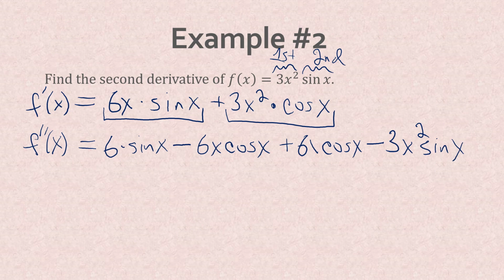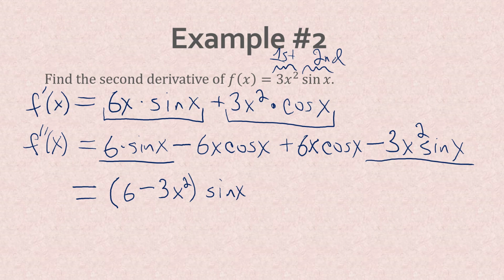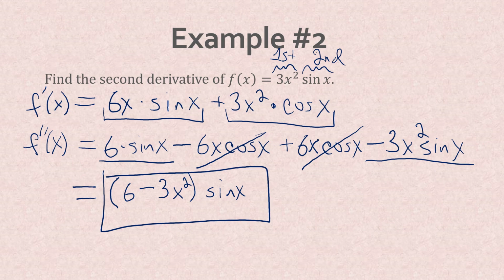And then we just go and try and collect some like terms. And you can collect terms in a number of ways, but I'm just going to collect them in terms of the trig functions. So there are (6 − 3x²) sine x. I got that from the 6 sine x and the minus 3x² sine x. And then similarly, if you look at the cosine x terms, there is minus 6 cosine x, and that cancels with the plus 6 cosine x. So that is our final answer, (6 − 3x²) times sine x.